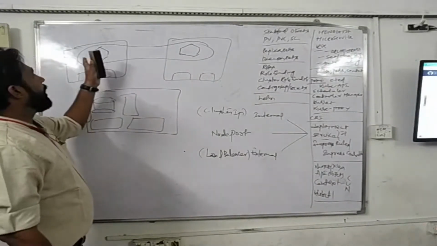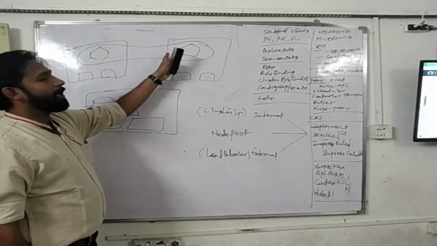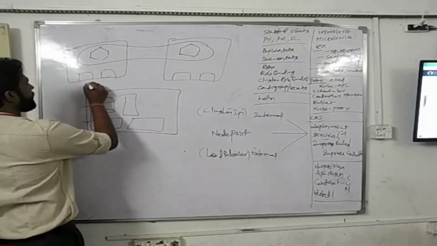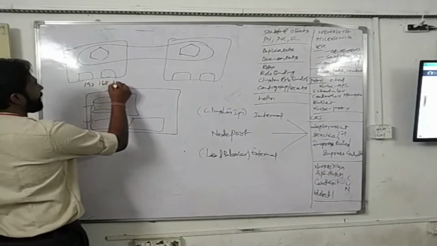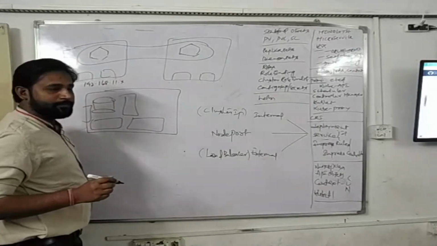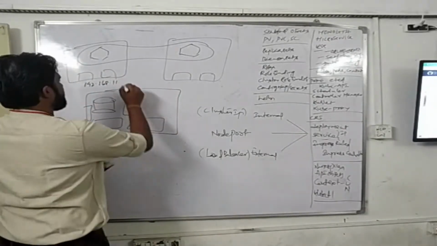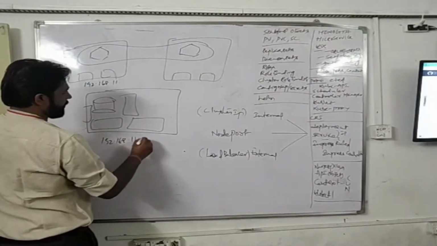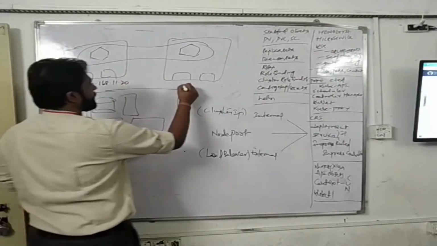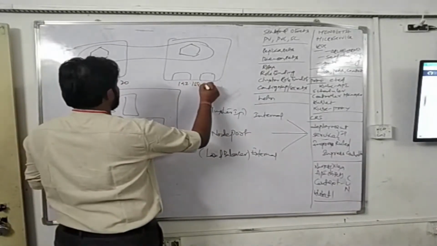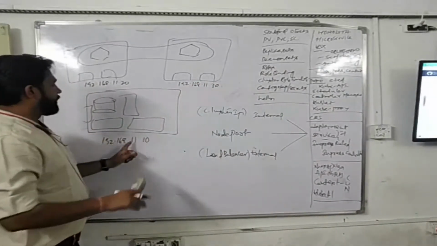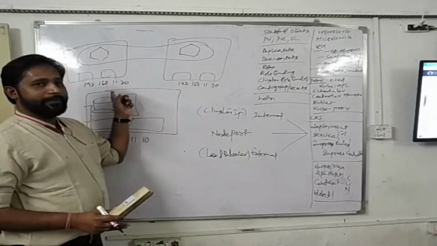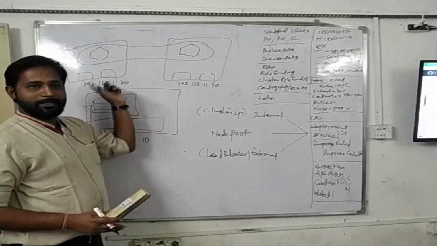Now by default, all the pods are on a different network than the nodes. Let's see what it means. Let's say your nodes are in the 192.168.11.x network. So node 1 is on 192.168.11.10, this is 20, this is 192.168.11.30. Nodes are on the network, they can communicate with each other, you can ping them, you can do SSH, you can do anything.